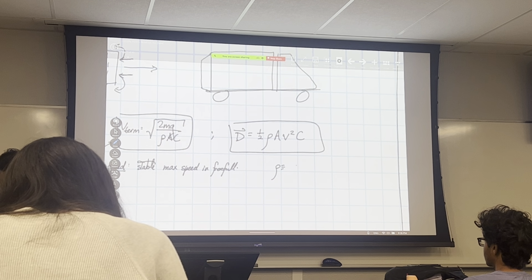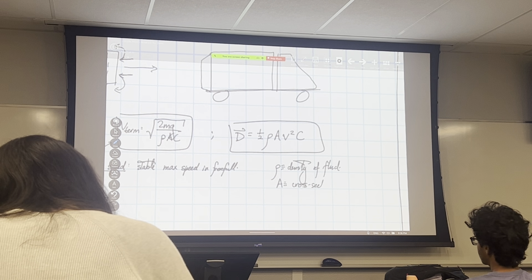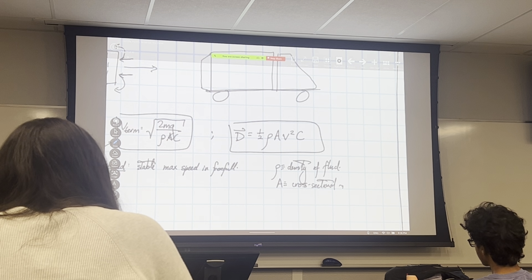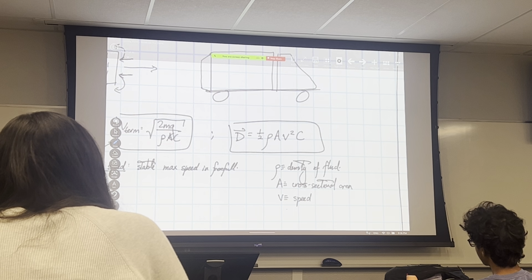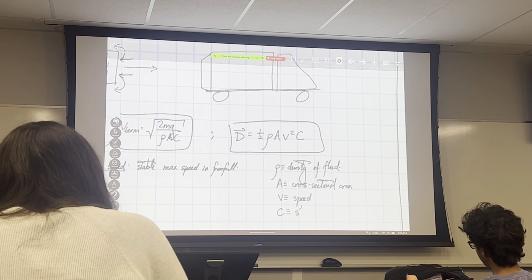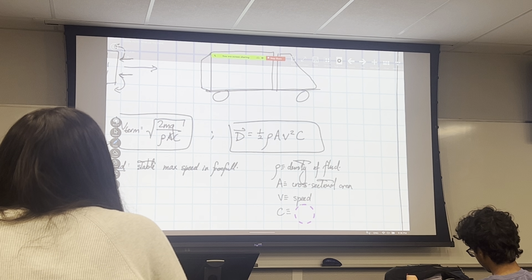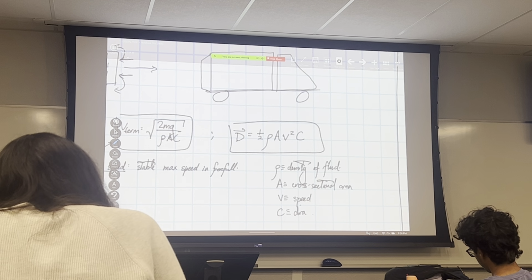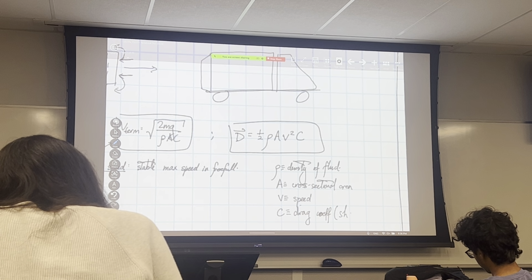So rho is the density of the fluid. A is defined as what is called the cross-sectional area. V is defined as the speed. And C is the drag coefficient, and this has the shape dependence. This is where that shape comes in.